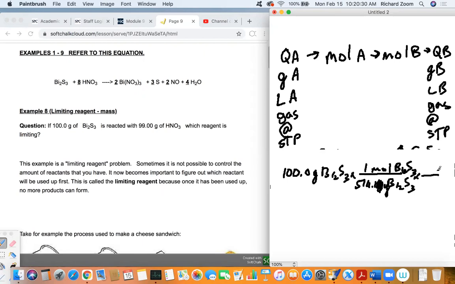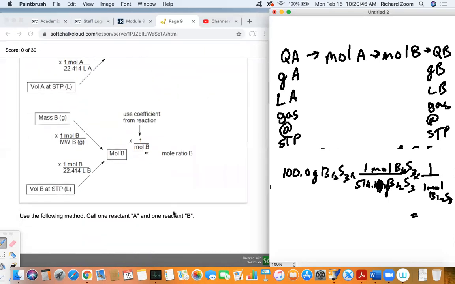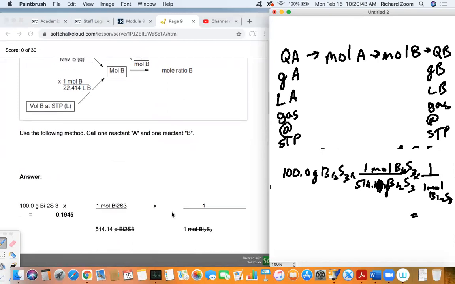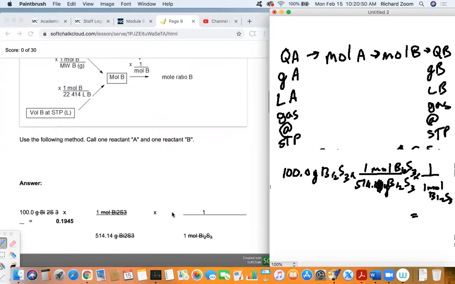Then we do something that we just talked about. So we do times 1 over, in this case, 1 mole of Bi2S3. Now this will give me a number that represents what I'm calling a mole ratio. That mole ratio in this instance is 0.1945, and it doesn't have a unit because everything cancels. This isn't the last step. We need to do something else here.